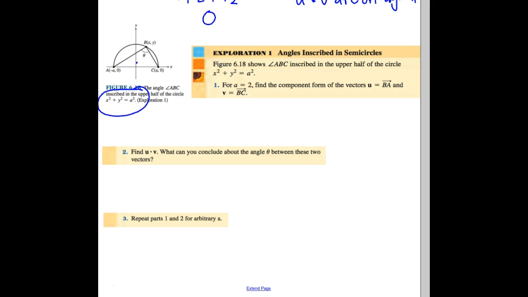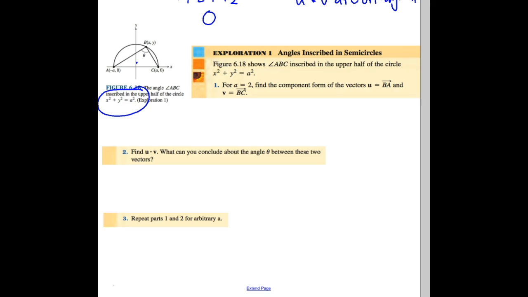It says figure 6.18 shows angle ABC inscribed in the upper half of the circle, x squared plus y squared equals A squared. We are going to go through a proof twice. The first time we're going to be given a specific number to use. The second time we're going to go through it with a generic variable. All right, so for the first one here, it says for A equaling 2, find the component form of vector U, which is represented by the arrow BA, and vector V, which is represented by the arrow BC.